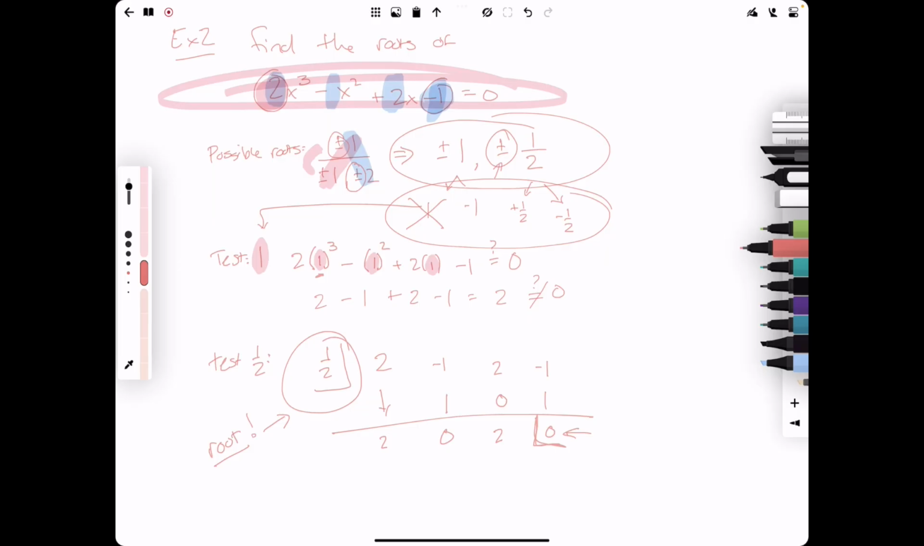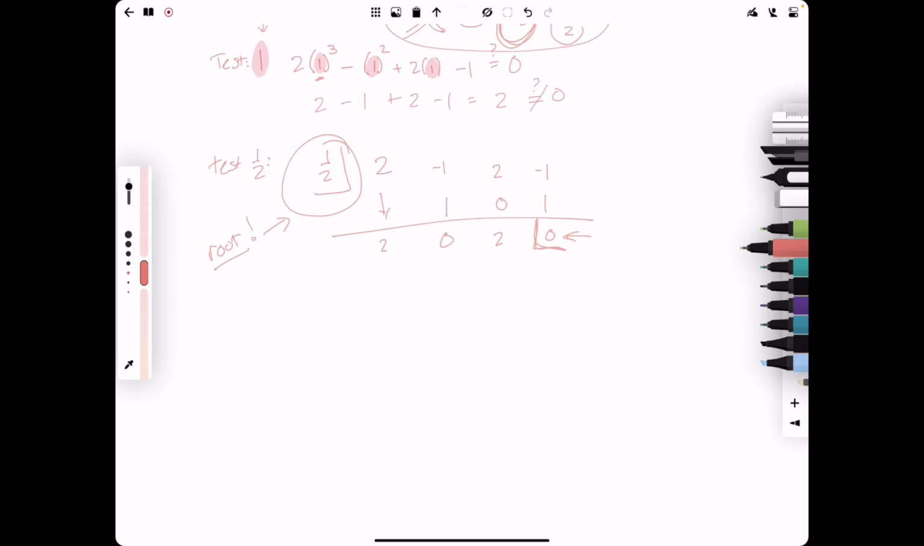That worked. So we've tested 1. It didn't work. That's why I crossed it off. Positive 1/2, I did the top positive ones first. Positive 1/2 worked. We still have negative 1/2 to check and negative 1 to check. I don't care which way we do it.